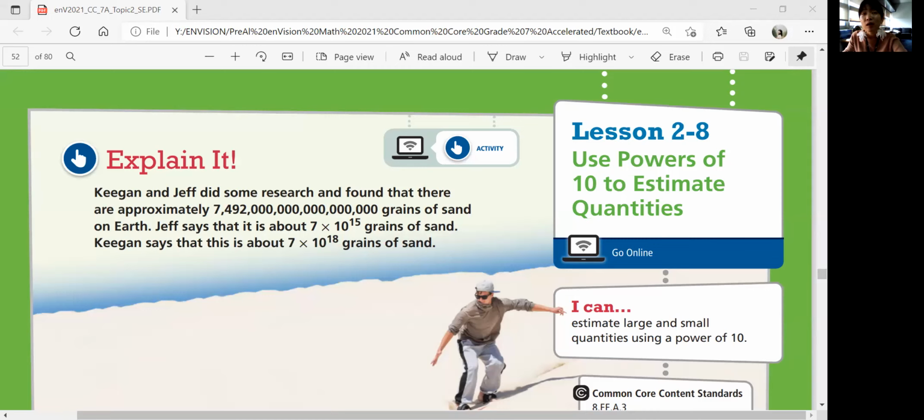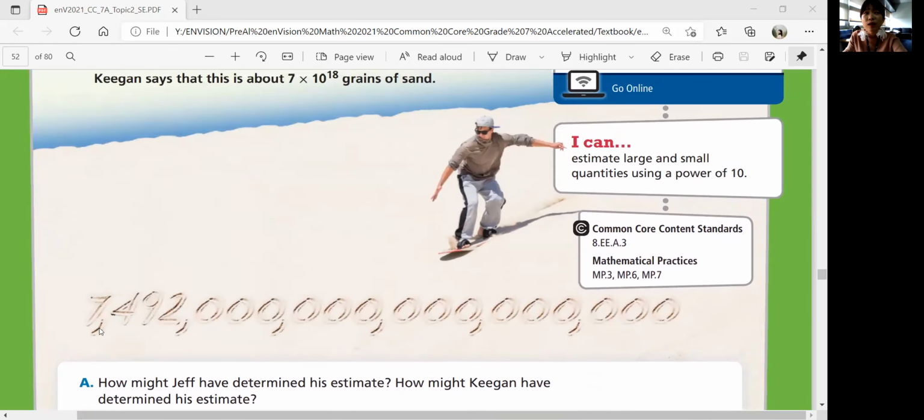Let's look at Explain It on our first page. Keegan and Jeff did some research and found that there are approximately this many grains of sand on Earth. So many grains. Jeff says that it is about 7 times 10 to the 15th power grains of sand. Keegan says that this is about 7 times 10 to the 18th grains of sand. Who's right? So that's a really big number. We have so many zeros and some digits, right?